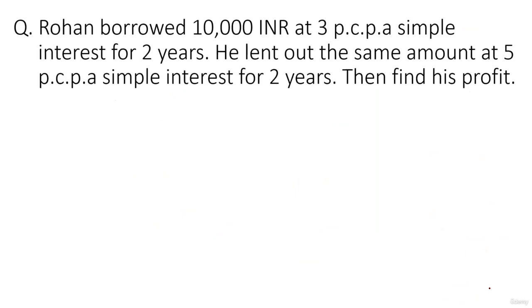Rohan borrowed 10,000 INR at 3% per annum simple interest for 2 years. He lent out the same amount at 5% per annum simple interest for 2 years. Then find his profit. Okay. Now there are multiple ways to solve the question. Again, a couple of ways which I can tell you.